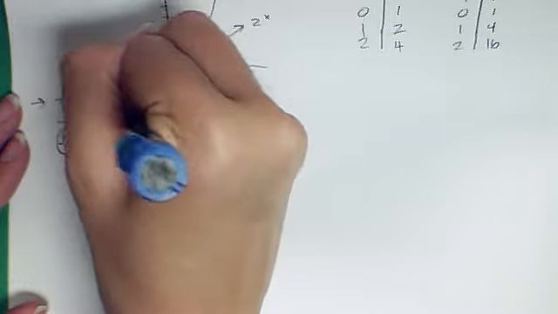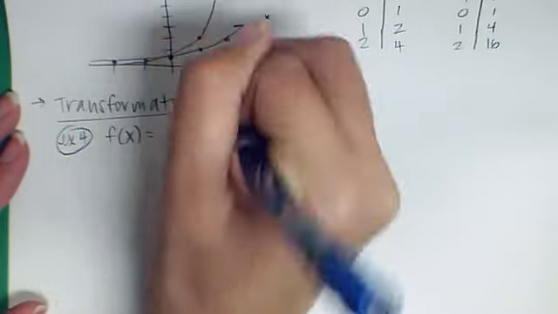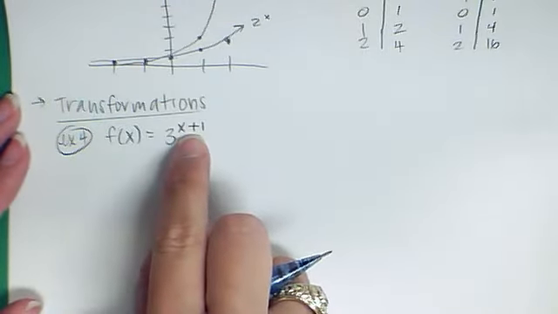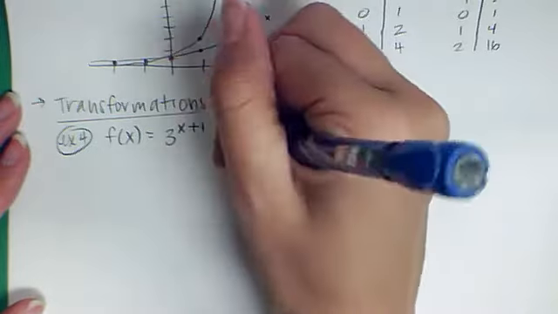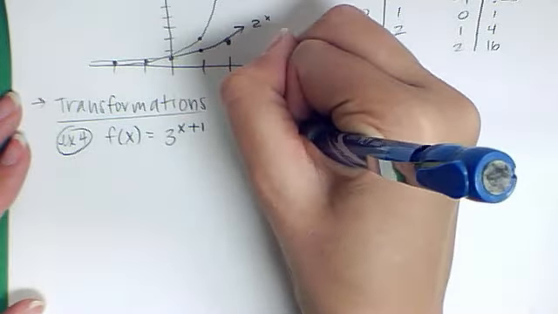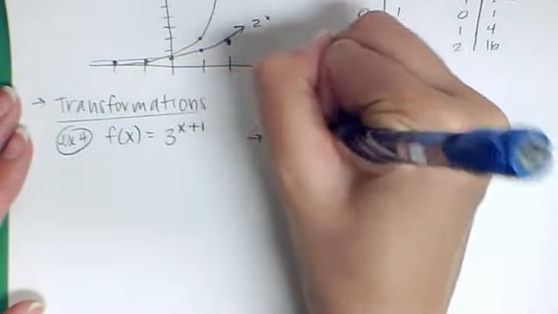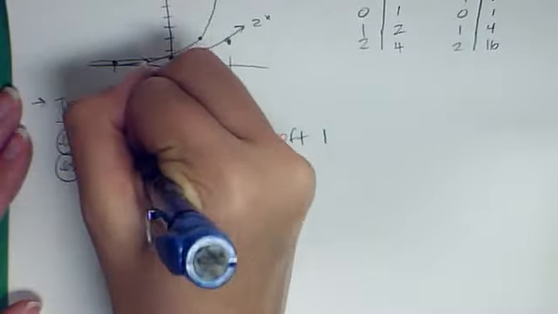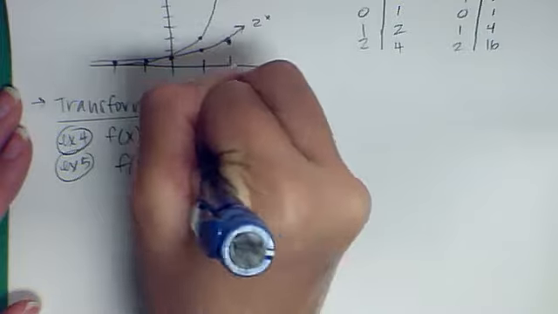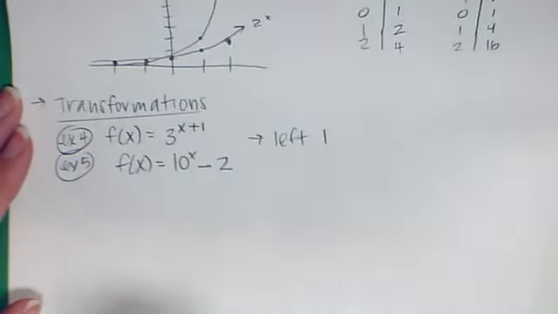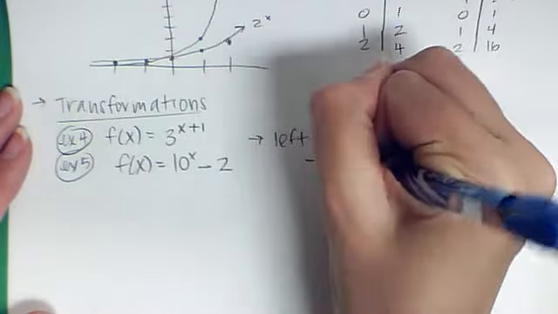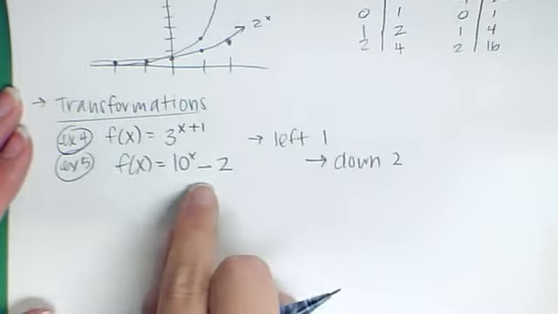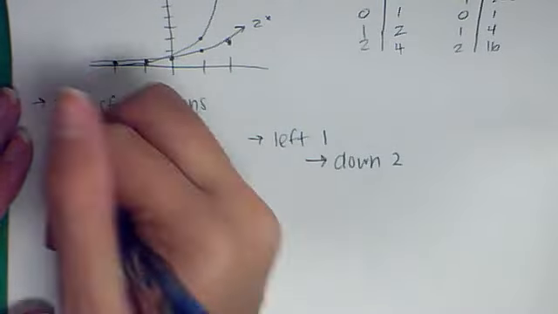Example 4, f of x equals 3 to the x plus 1. Remember, anytime there's a plus 1 or a minus 1 with the x, that just tells me that it's shifted left or right. In this case, it is shifted left by 1. Example 5, if I have f of x equals 10 to the x power minus 2, notice the minus 2 is a big minus 2, so that one tells me that it's shifted down by 2. Remember, a minus or plus on the end is up or down.